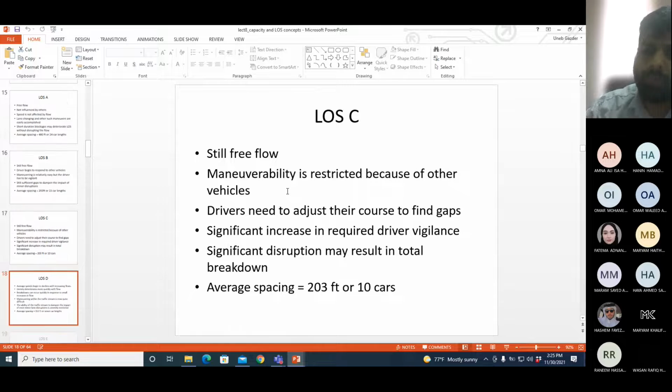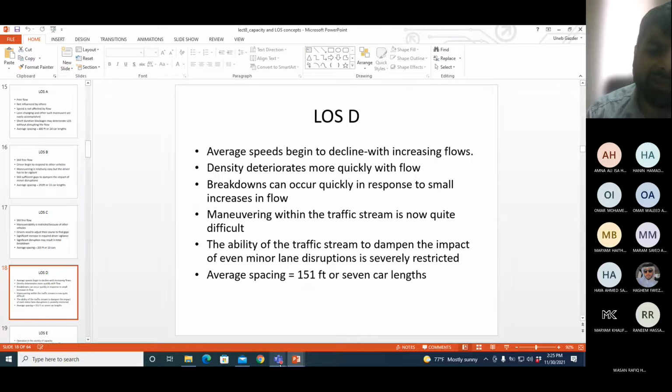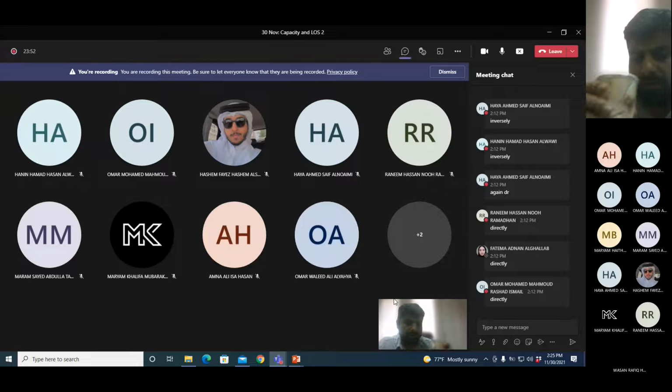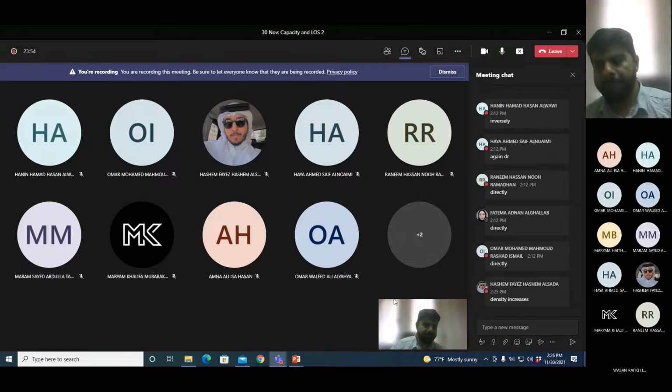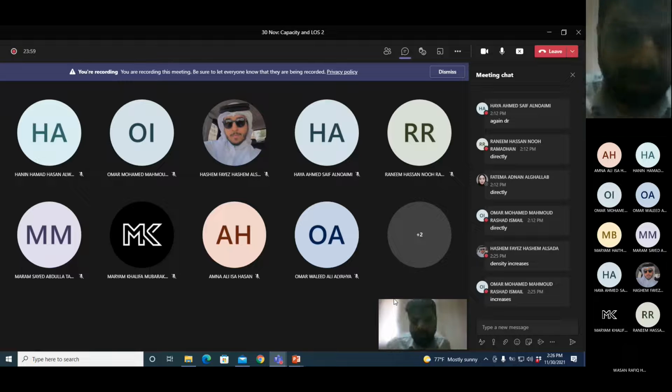Then we have level of service D. From level of service D onwards, the speed starts to decrease. And what should happen with the density? Can someone tell me? When speed decreases, density, what? Increases or decreases? Speed decreases, density increases. Yes, good, great.